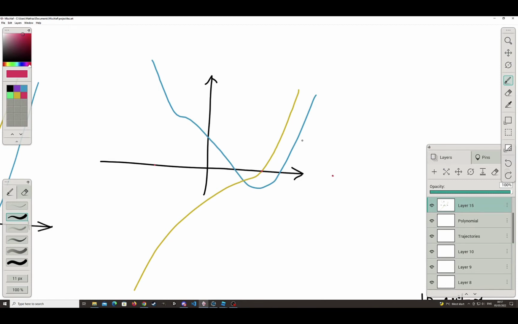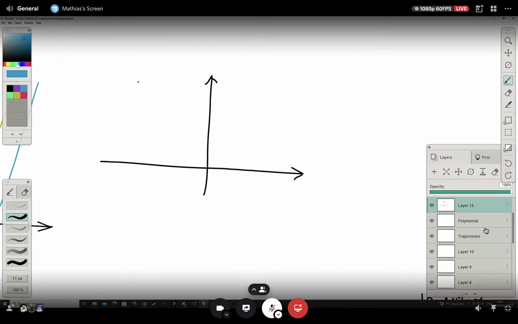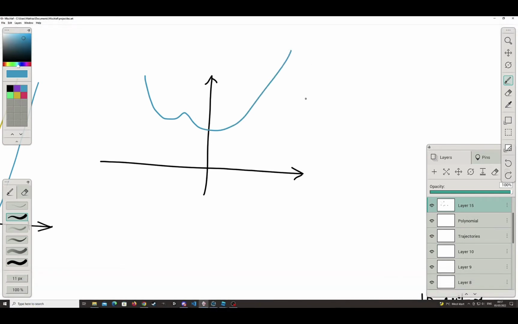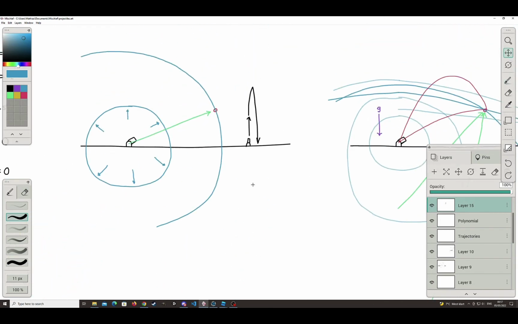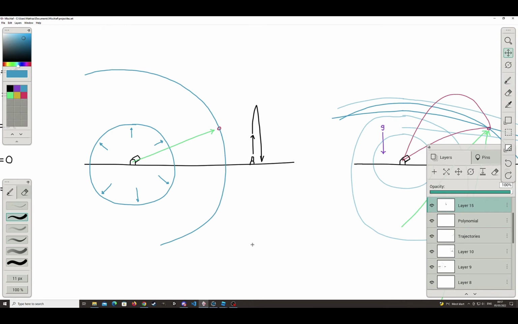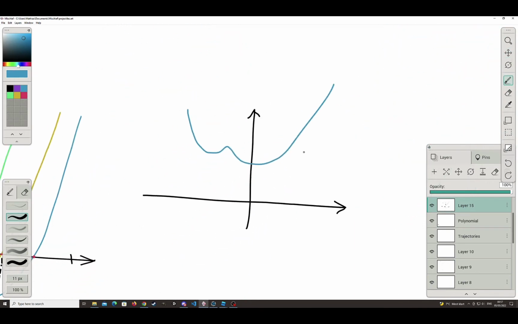And the algorithm I've written does account for this too. And even if there are no solutions at all, if you have a fourth degree that doesn't intersect the x-axis ever, that's fine too. You just get no solutions, and you can interpret that as saying, well, maybe the target is just out of range in that case.